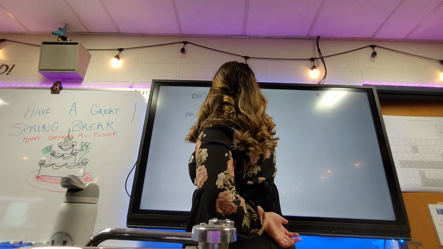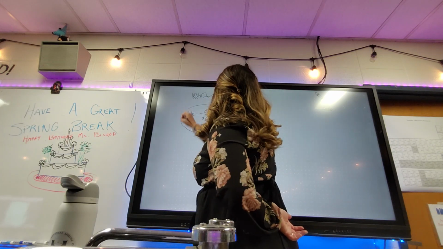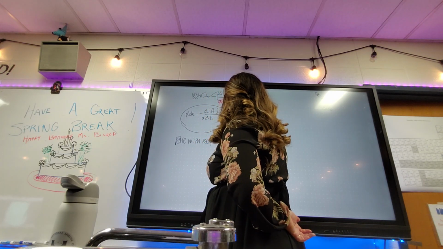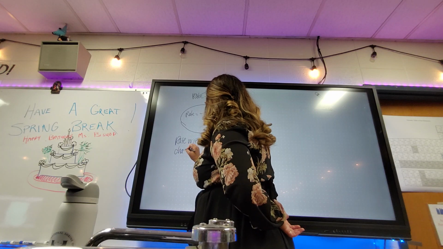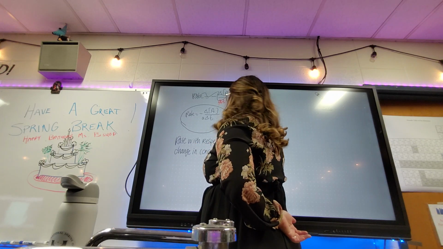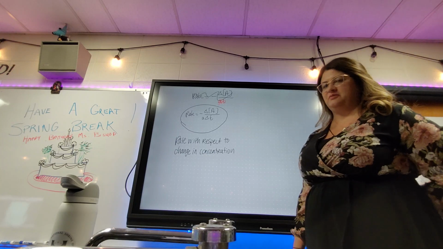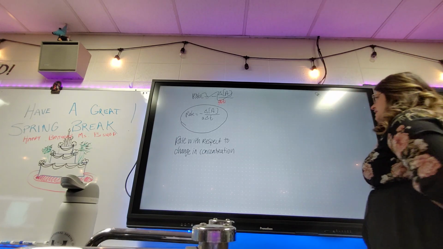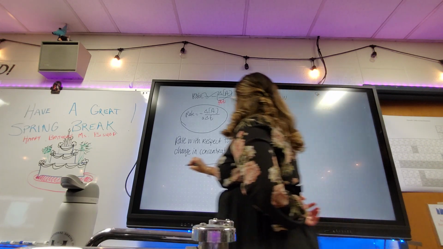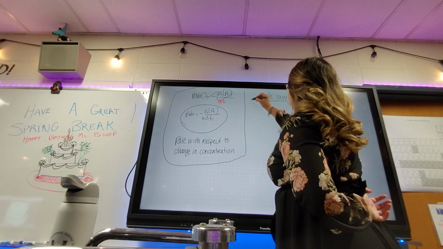Rate equals negative delta A divided by delta T. This is called rate with respect to change in concentration, or we call it the rate expression. The next thing I'm going to teach you is about the rate law. They're not the same thing. So keep this in mind, but put it out of your mind for right now. The rate law is something else.